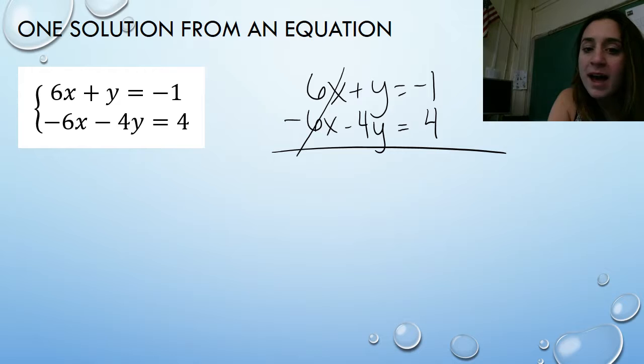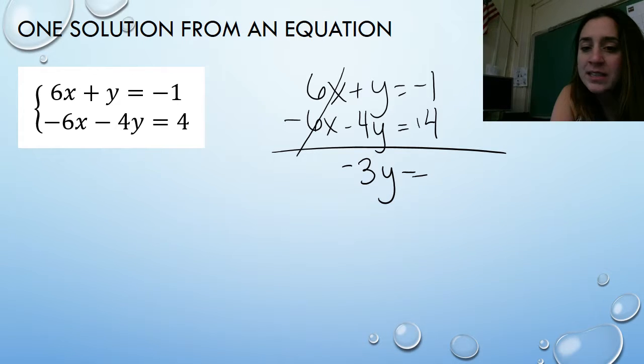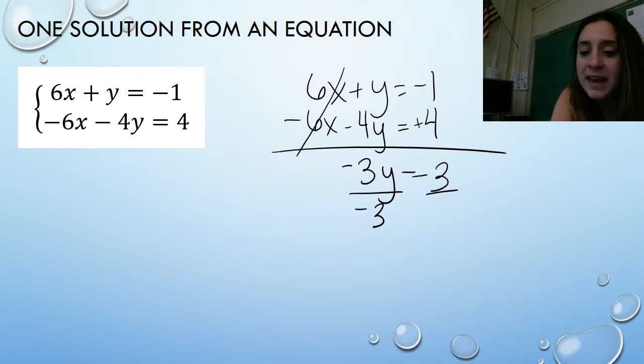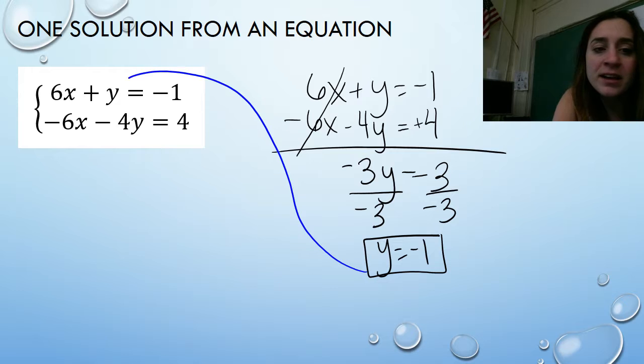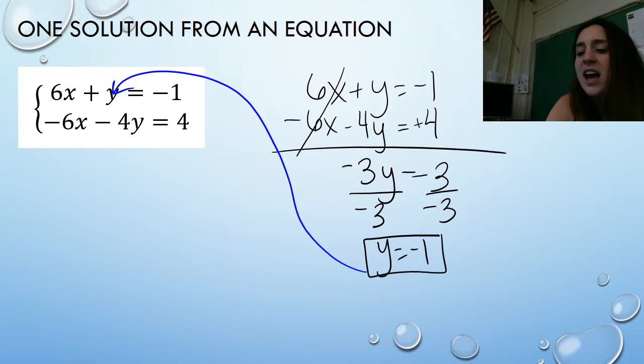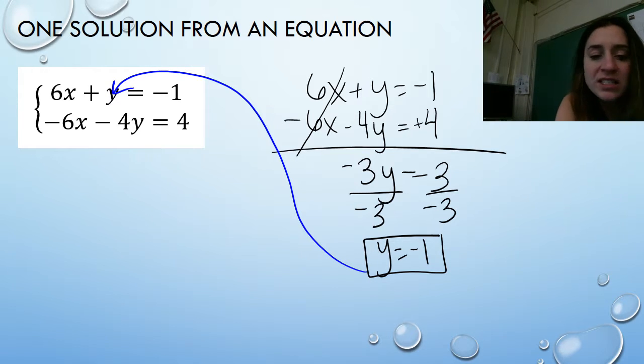Now I have y minus negative 4y, which is going to get me negative 3y equals, and negative 1 technically plus 4 is going to get me 3. I'm going to divide both sides by negative 3, which is going to get me y equals negative 1. Now I can take this information and I can plug it in for y into either equation. I'm just going to choose the first equation because I think it's a little bit easier to work with.